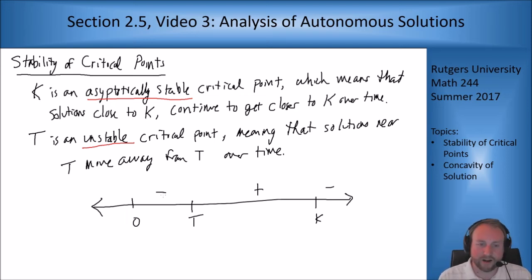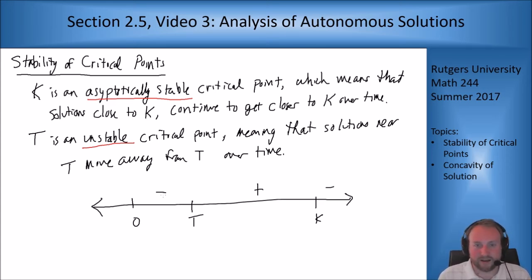But if we're nearby to t, we're going to move further away from it as time goes on, right? Because if we are less than t, we have a negative sign, so we're going to go further down. If we're bigger than t, we have a plus sign, which is going further up. So t is unstable just by looking at the phase line there. Same thing with k. If we're at k, we're constant.